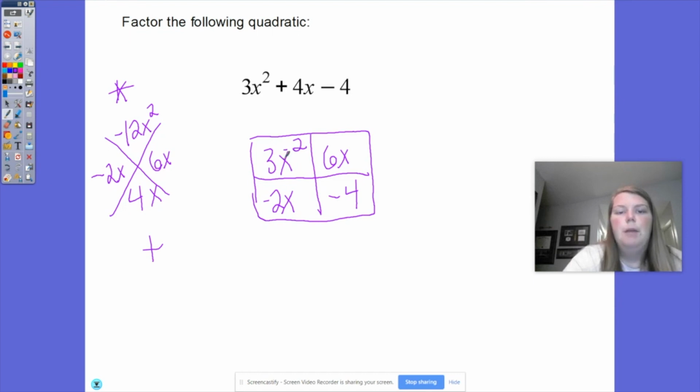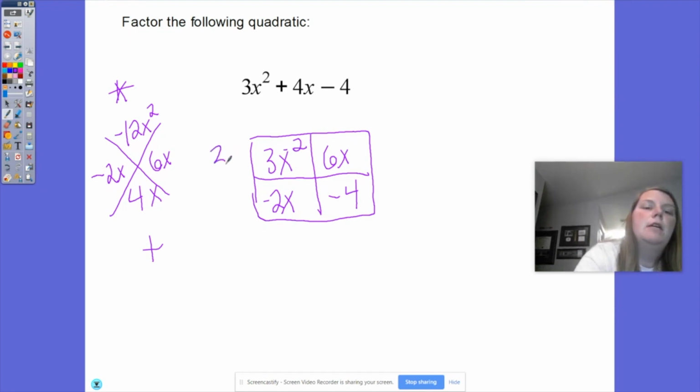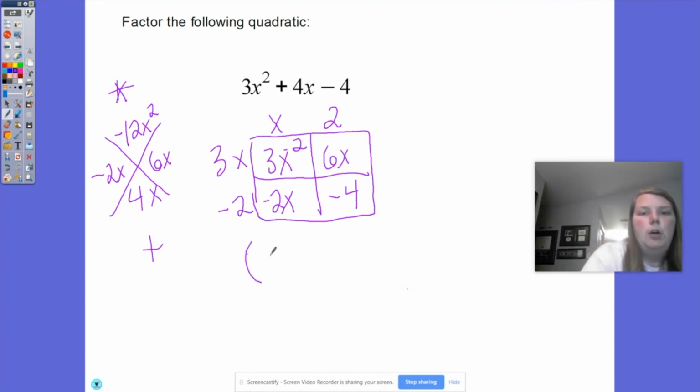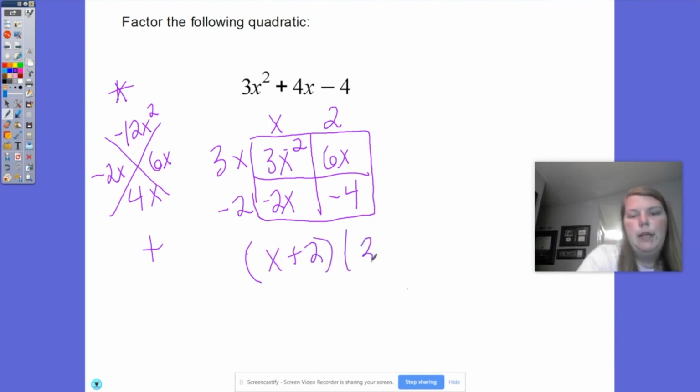And we want to start at that top row. So the greatest common factor of that top row would be 3, and they also have an x. What times 3x would give us 3x squared? That would just be x. What times 3x would give us 6x? That would be 2. And x times negative 2 would give us negative 2x. And that last piece, 2 times negative 2, would be negative 4. So our binomials are x plus 2, I'm getting that from that top part, and then 3x minus 2, which is written down the side.